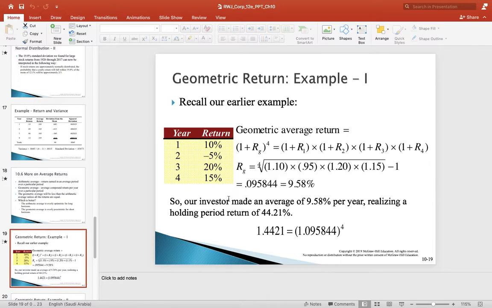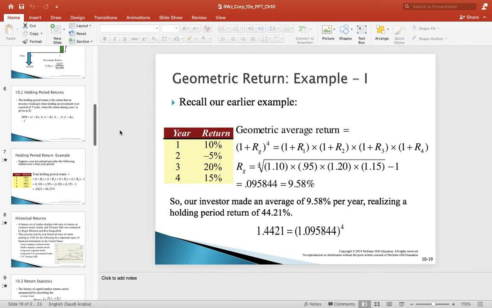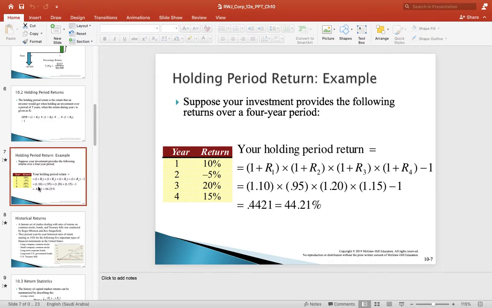The same returns which we calculated for HPR are presented here. First year 10%, second year minus 5%, third year 20%, fourth year 15%. For the holding period return, it is simply 1 plus R1 multiplied by 1 plus R2, multiplied by 1 plus R3, and so on, as you calculated before. 1 plus R1 multiplied by 1 plus R2 multiplied by 1 plus R3 multiplied by 1 plus R4, minus 1, is 44.21%, the holding period return, HPR. This is for the whole 4-year horizon.